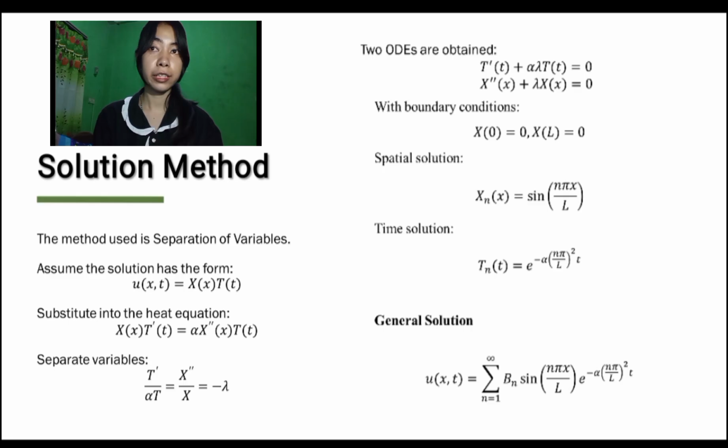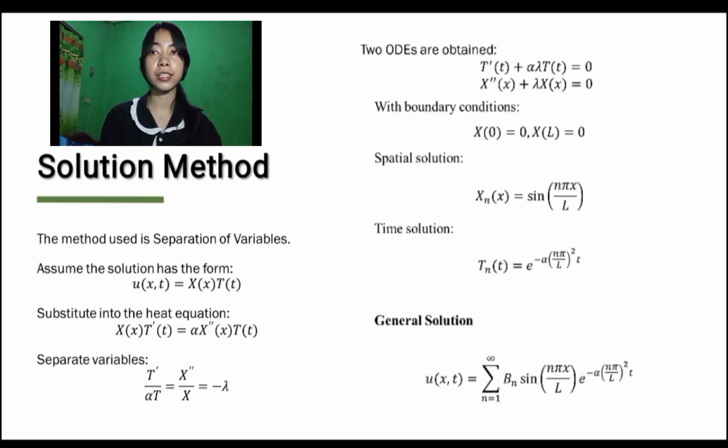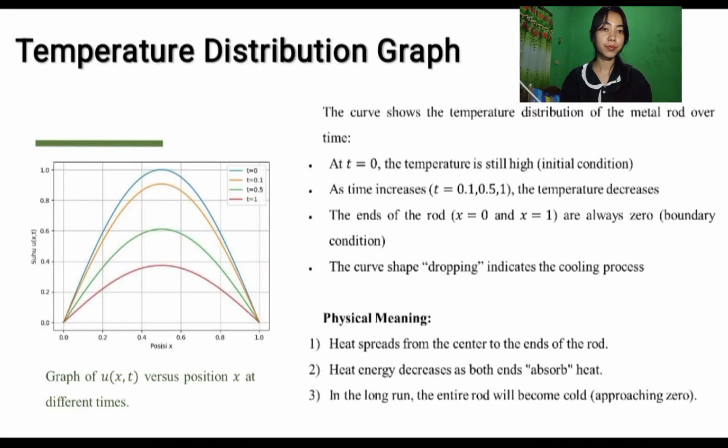Using the boundary conditions where both ends of the rod are kept at zero temperature, we solve the spatial equation and obtain sine functions as solutions. The spatial solution becomes a sine function, while the time-dependent solution is an exponential decay function. Finally, by combining all possible solutions, we obtain the general solution in the form of a Fourier sine series. This solution describes how the temperature evolves over time along the rod.